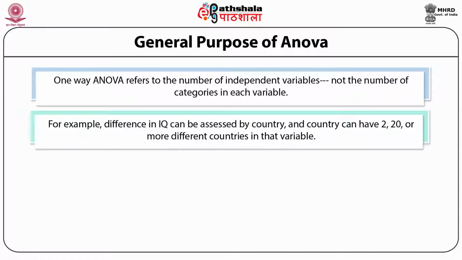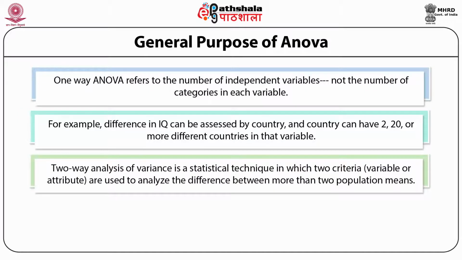Now, coming to two-way ANOVA, it is also called factorial ANOVA. Factorial ANOVA can be balanced, meaning the same number of participants in each group, or it can be unbalanced, having different numbers of participants in each group. It means that if we are comparing 3 groups of populations, then each population can have a different number. Two-way analysis of variance is a statistical technique in which 2 criteria, variables or attributes are used to analyze the difference between more than 2 population means.